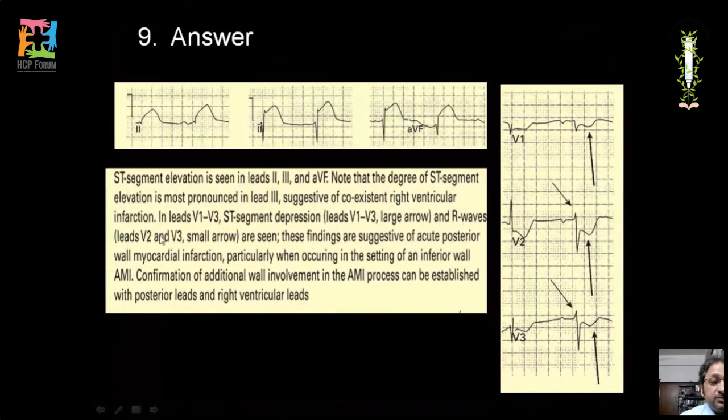So how do you confirm? In these cases, you have to take right-sided leads, V3R to V6R, to confirm the diagnosis of a right ventricular infarct. And for the posterior infarct, because there are R waves in V1 to V3 and ST depression from V3 in the anterior leads as a reciprocal change of the posterior wall, you have to see V7 to V9 to confirm the diagnosis of a posterior infarct.